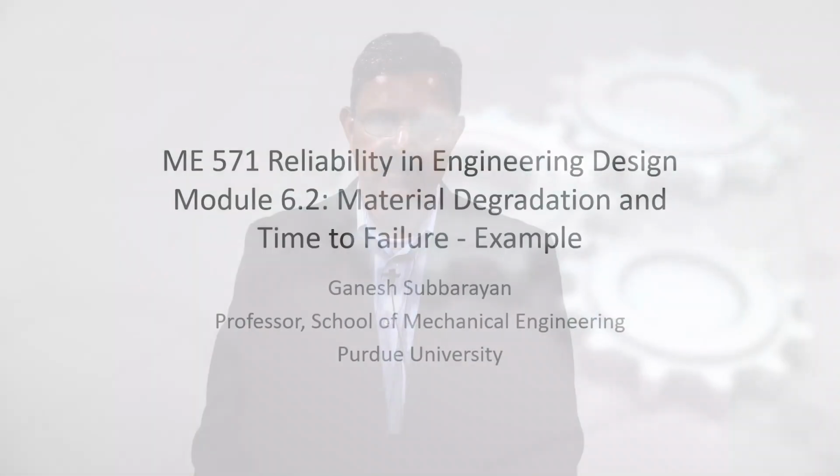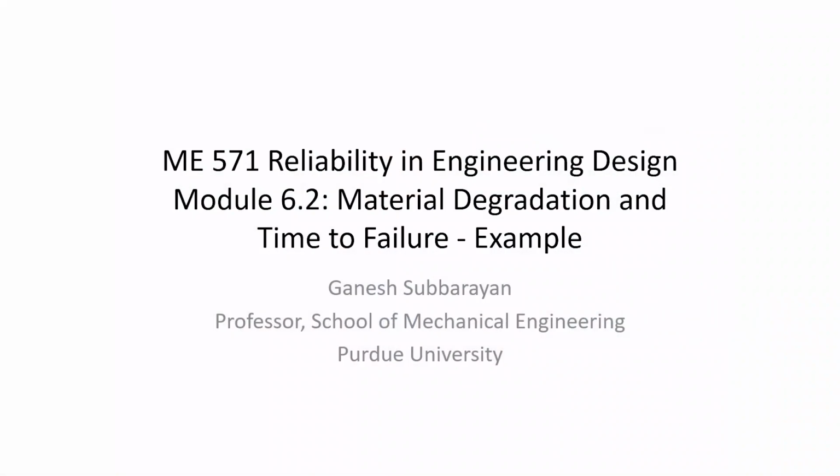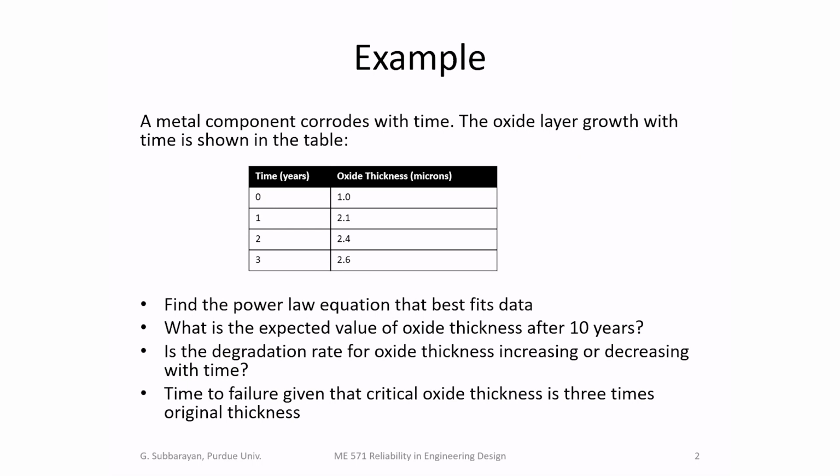So in module 6.2, we'll work out a simple example to illustrate the power law degradation rate model. In this example, a metal component corrodes with time. The oxide layer growth with time is shown in the table here. Initially, the oxide layer thickness was 1 micron. At the end of year 1 it was 2.1 microns, year 2, 2.4 microns, and year 3, 2.6 microns. And we are then asked to find the power law equation that best fits the data.